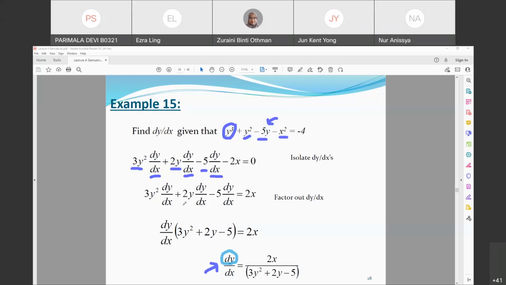Okay, then we solve it. Yang dy over dx, we letakkan dia sekumpulan di sini, dan 2x we move to the right because we want to factorize dy over dx. Then all these things we put as a denominator to the right. Then we get dy over dx is equal to this as a final answer. Are you clear? Okay.